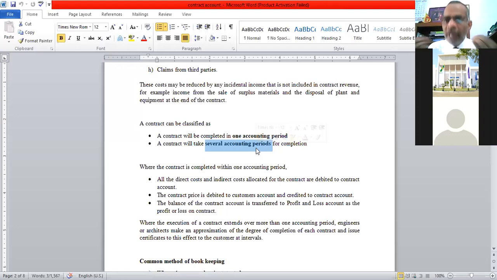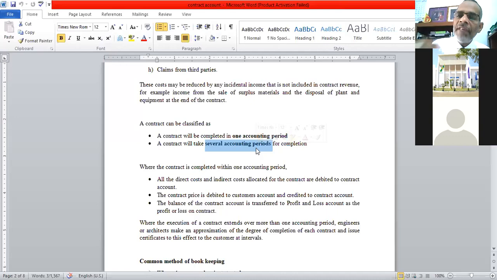Where there is more than one accounting period, our contract has started but not finished yet. The problem is how to calculate the profit. But LKAS 11 says that even if you start a contract of more than one year, there are techniques to recognize profit in your current accounting period. You cannot escape profit calculation or tax payment. That is why they give the guideline on how to calculate the profit if the contract is more than one year.